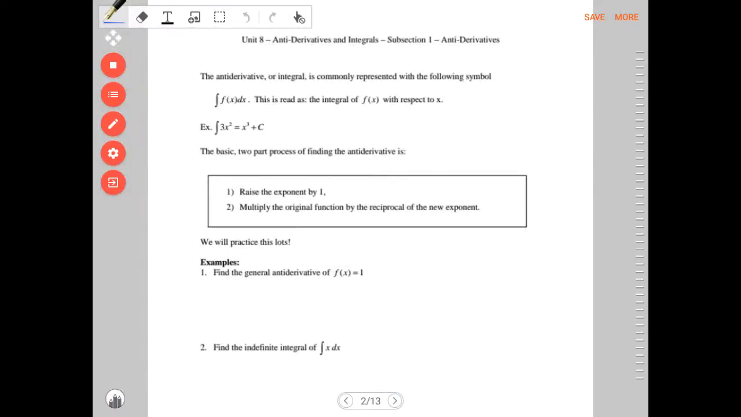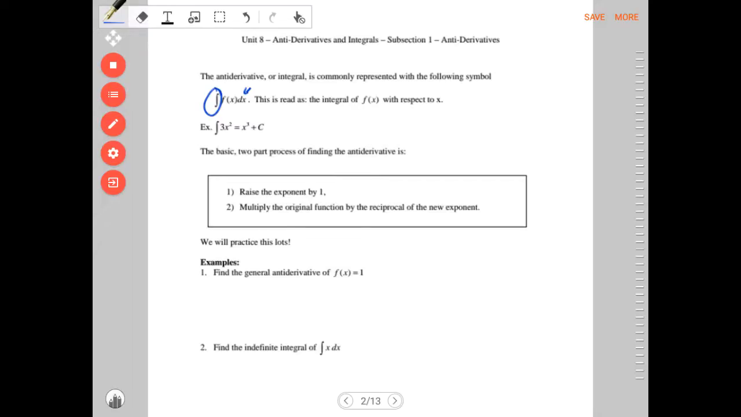All right. So the antiderivative, or integral, is commonly represented with this symbol, the elongated s. This is read as the integral of f of x with respect to x. There's this dx part here. Sometimes it's there, sometimes it's not. Don't stress over it too much. So the example: the integral of 3x squared equals x cubed plus c. Now, at this point, I haven't shown you how to do that yet, but that's next.